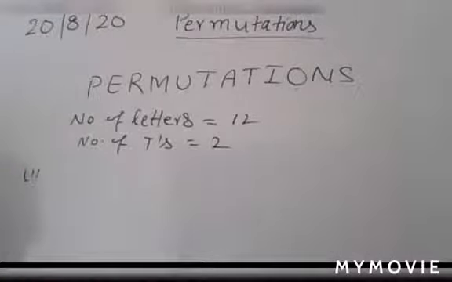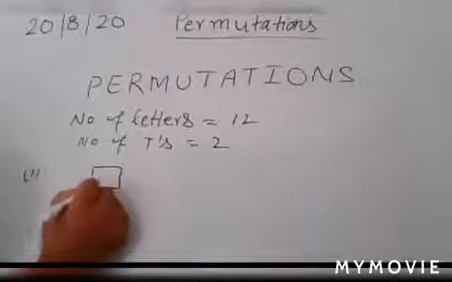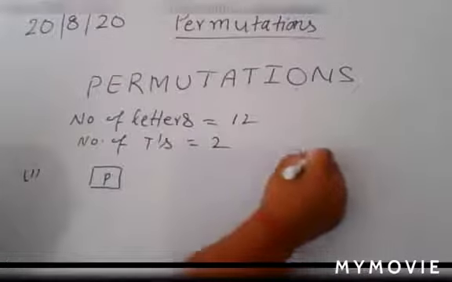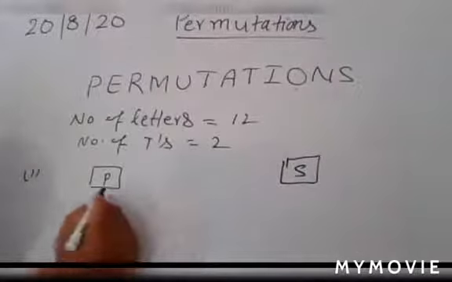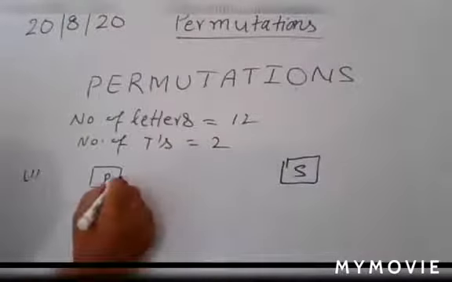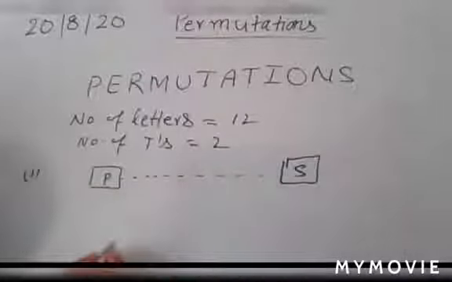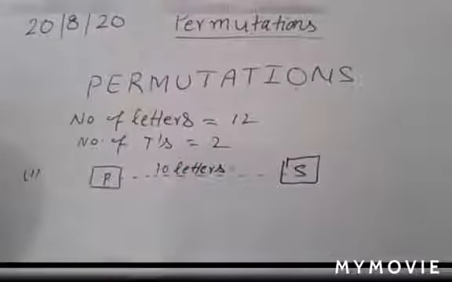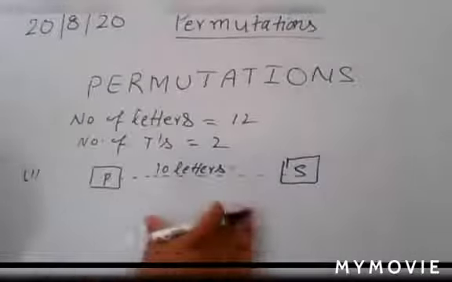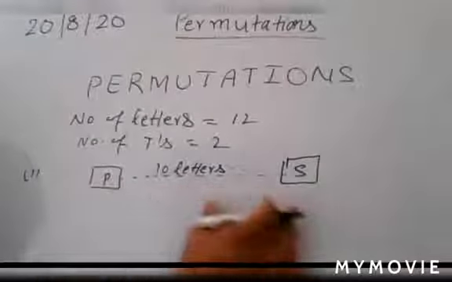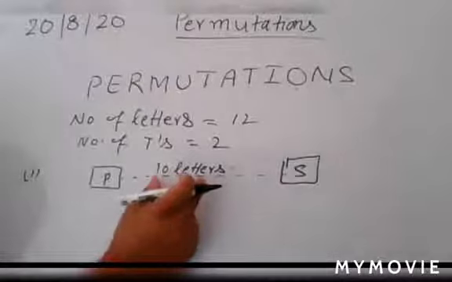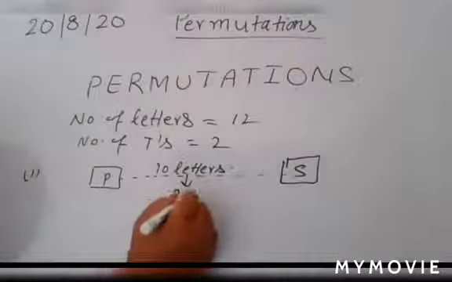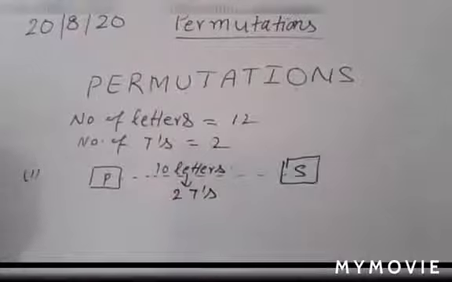Now come to the first part. Here your first part is the word starts with P and ends with S. Ends with S means what? The positions of P and S are fixed. So in between these two, 10 letters are placed. How many ways can 10 letters be placed in between them, in which 2 T's are also there? If you see this figure, here will be the positions of P and S, and here you have 10 letters, and in these 10 letters, 2 T's are also there, understand?